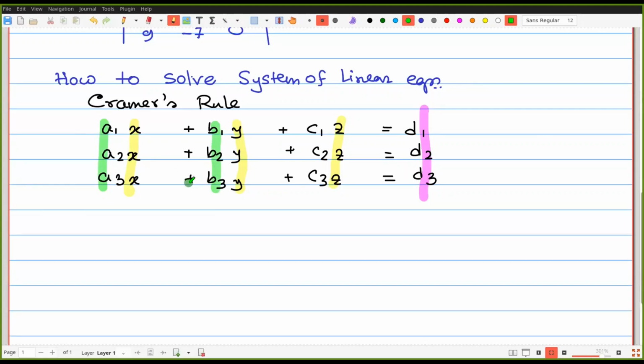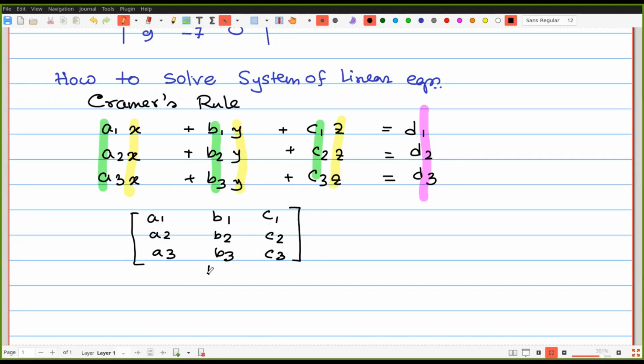Green color b1, b2, b3 are the coefficients of the variable y. c1, c2, c3 are the coefficients of the variable z. So we can write it in the way of a1, a2, a3. Normally we denote the matrix or the determinant using the row. At that moment, I am just saying it according to the column, according to the variables' coefficients. So a1, a2, a3, the first column. Second column b1, b2, b3. Third column c1, c2, c3.